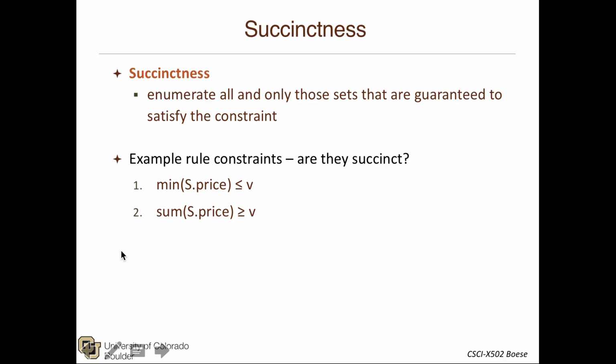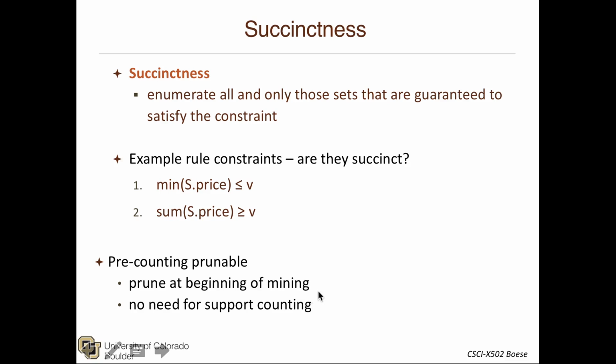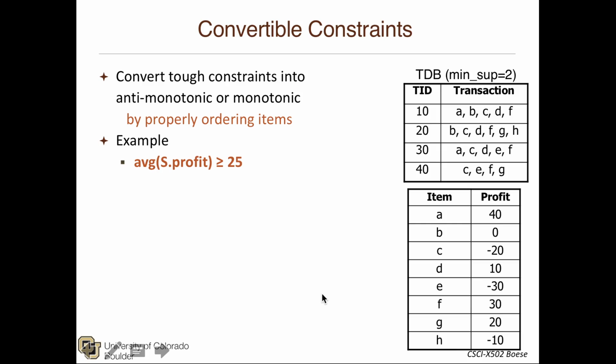So with succinctness, we have this pre-counting prunable. It is succinct because we can generate all item sets that satisfy the constraint before we do our counting. So it helps us in our pruning process.